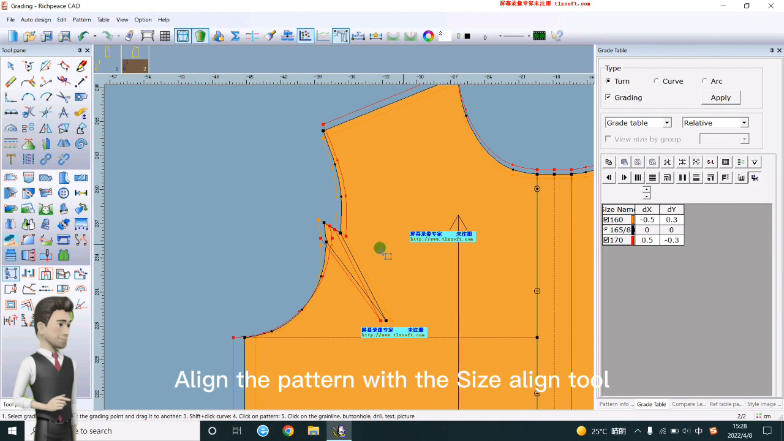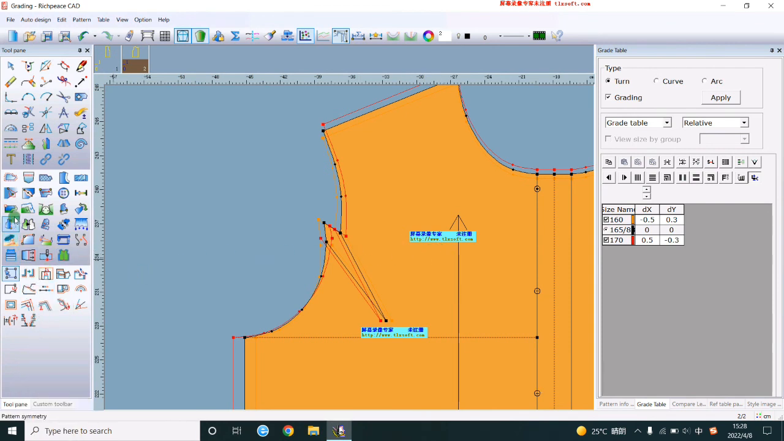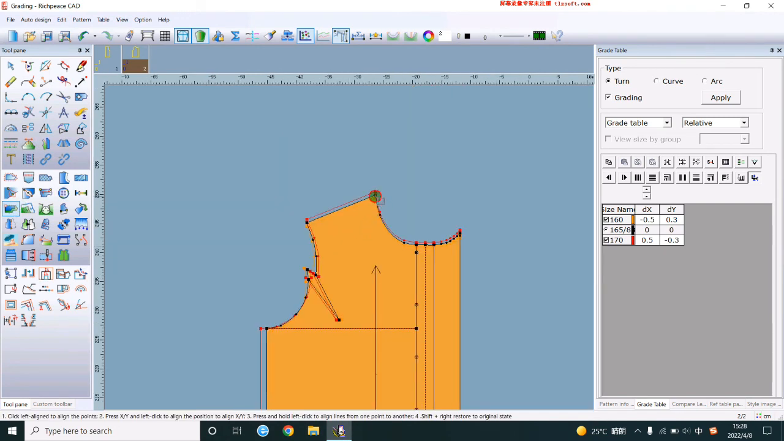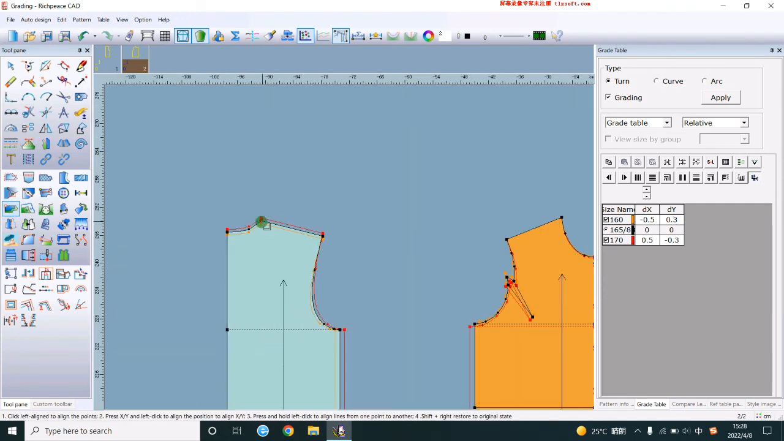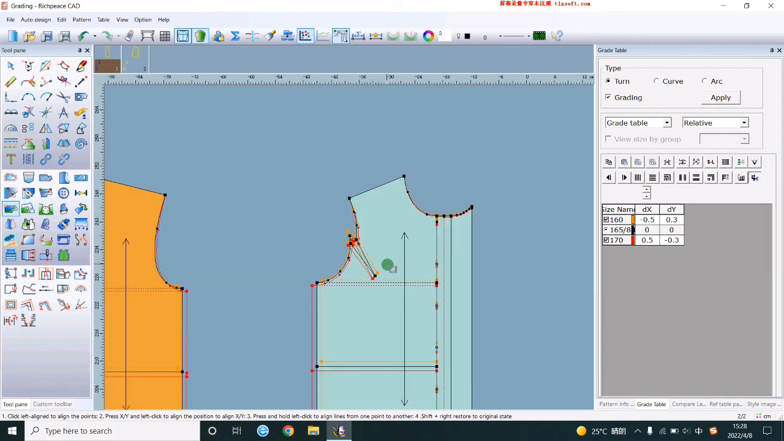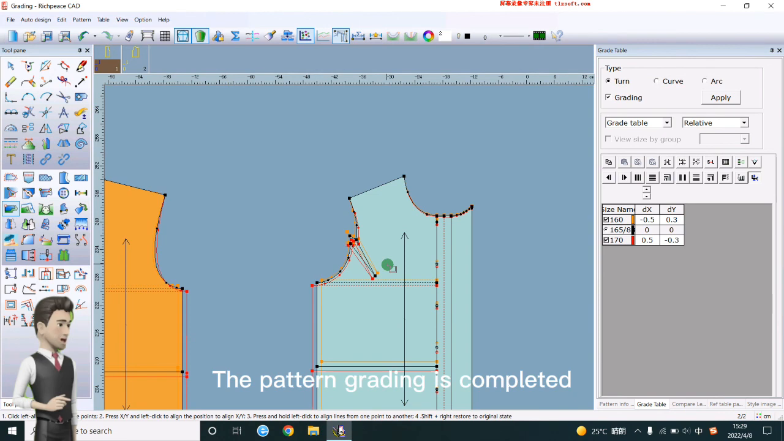Align the pattern with the size align tool. The pattern grading is completed.